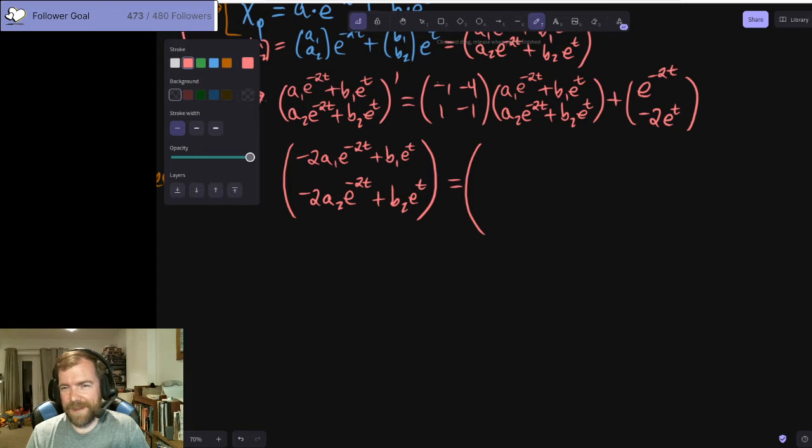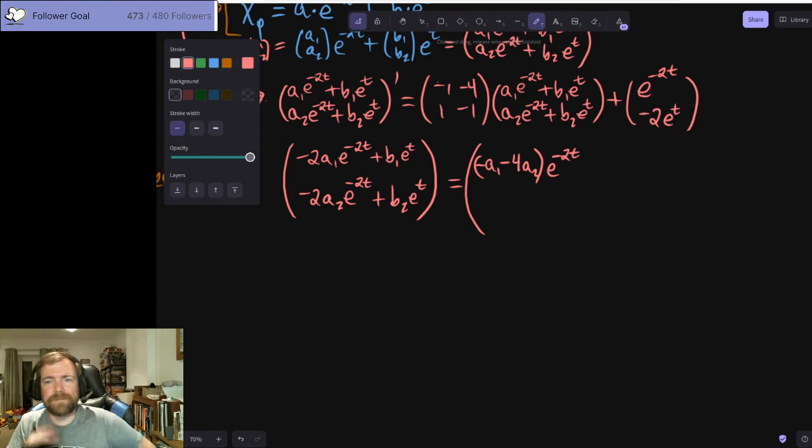Okay, so basically, let's see. I'm going to write this as minus a1 minus 4a2, all in parentheses, times e to the minus 2t. That's perfectly fair. I'm organizing this a bit differently in my head. Well, essentially, Zach, what are you doing? I'm doing the matrix multiplication, but I'm combining the parts that are a1, that are e to the minus 2t, and then the e to the t terms. How else would you have done that?